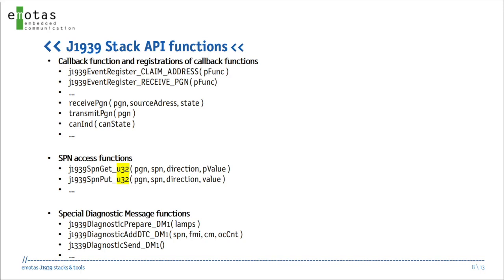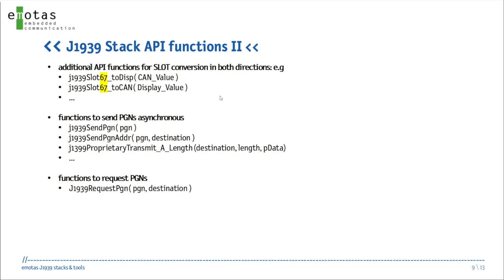And there are also functions, for example, to convert the raw CAN values to the displayed values and vice versa, and we provide these so-called slot functions for all slot conversions. And additionally, there are functions to send PGNs asynchronously. So if you don't want to send it cyclically, you can just call a function and the stack will send the PGN, and it doesn't matter which transport protocol it needs to use. It finds it out by itself and just transmits the PGNs. And we also have functions to request PGNs.